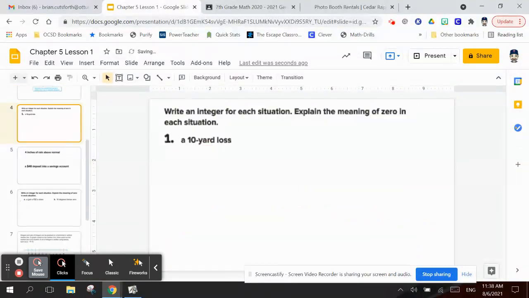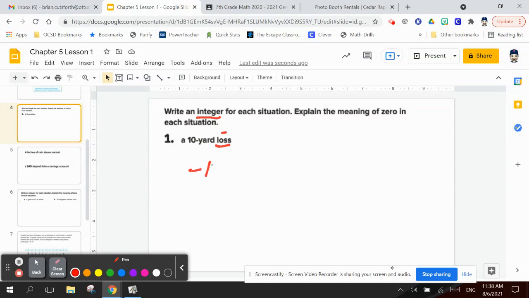When I look at example number 1, it says write an integer for each situation. Explain the meaning of 0 in each situation. Number 1 says a 10-yard loss. If we're thinking about a loss, that means that we're going backwards. We're losing yards, we're losing a distance. So to write this as an integer, a loss tells us that that's a negative thing. So it would be negative 10 yards.